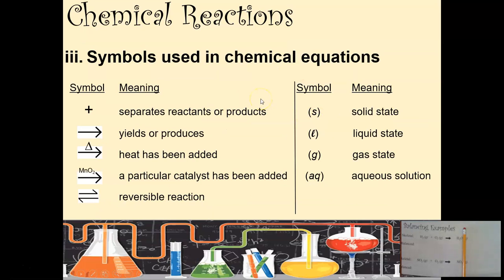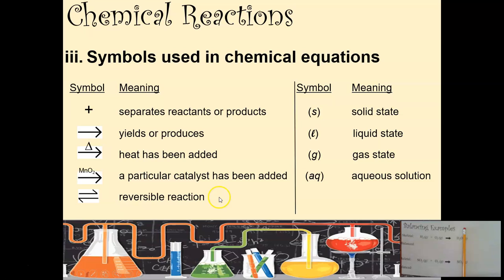Different chemical symbols that we're going to use, and we're not going to use all of these, but it's worth taking a look at. The plus sign separates reactants or separates products. It's what's added to each other on a reactant side, or what's produced if there are 2 or more products on the product side. Like I said, the arrow is a yield sign. This little triangle over the yield sign indicates that heat has been added. A chemical formula above the yield sign would indicate that a catalyst has been added, and this one down here is a reversible reaction.